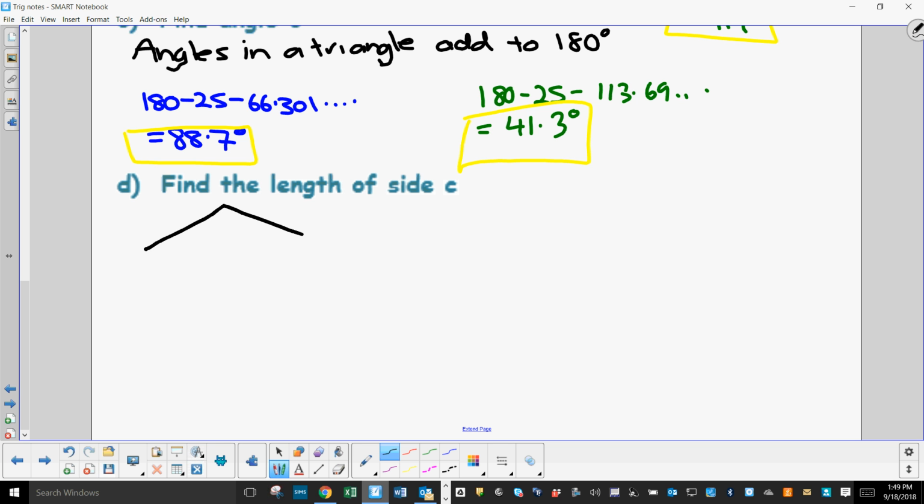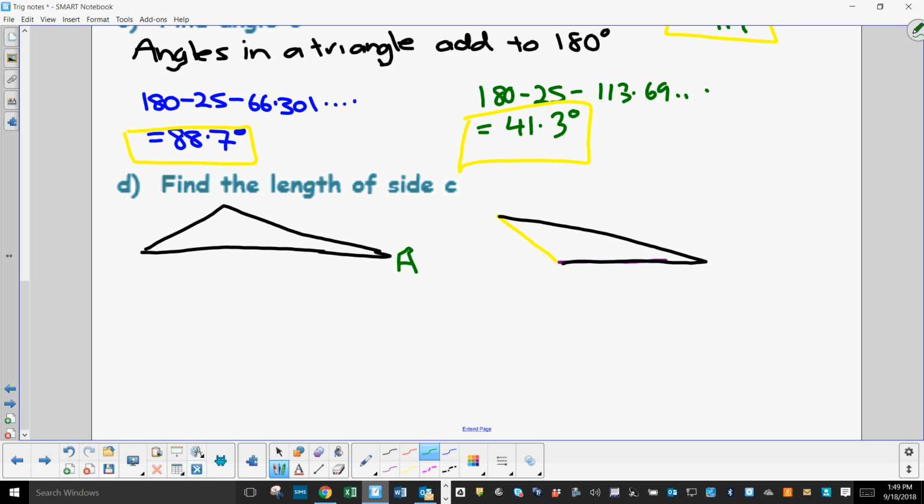So here's the version with your cubes, and here's the version where we kind of swing it. Is this one angle A down here? Yeah. That one is 25. So that one's locked in at 25 because it's part of the question. This length was 3 and this was 6.5.